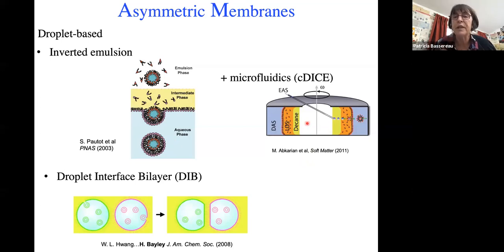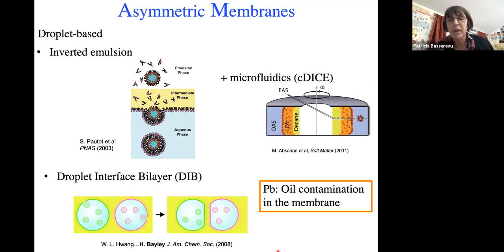And this has been even pushed further by Manu Karian, who developed a technique with microfluidics, in order to get droplets which have a controlled size. And this technique is called CDICE. So this is using centrifugation and a monolayer, but you can also force two droplets covered with different monolayers of lipids to lay together. And then at the interface, you have a bilayer, and this bilayer also is eventually made of two different leaflets. And this technique has been developed by another group. So you see there are many techniques which are now available to produce this kind of asymmetric bilayer.